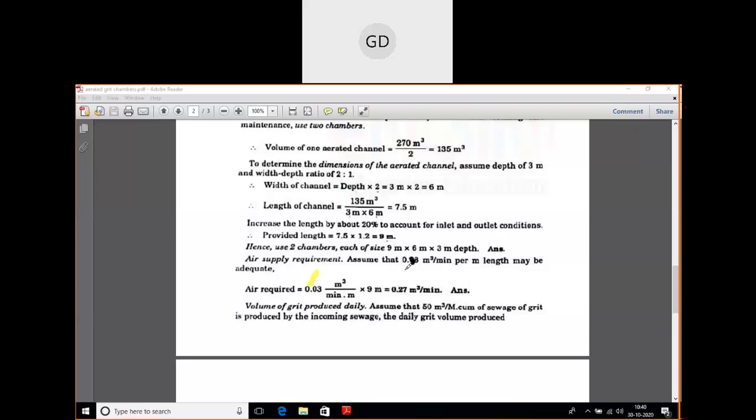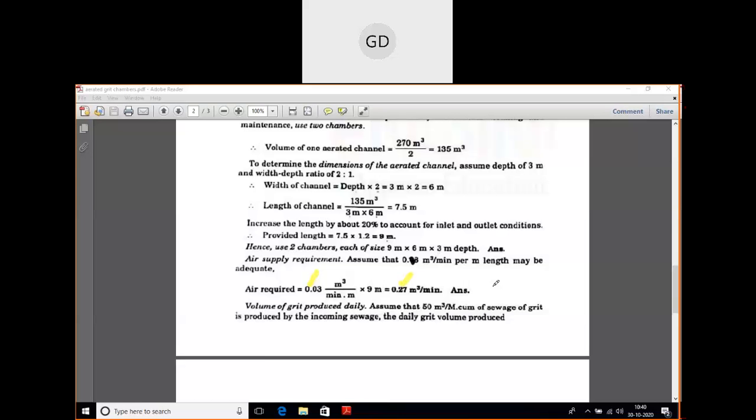So into your 9, what is 9? 9 is the length. That means for 9 meter length of the chamber you have to supply the air. Okay, 0.03 you have to supply, so you have to multiply both with the length. So you are getting 0.27 meter cube per minute. That is your air requirement answer.